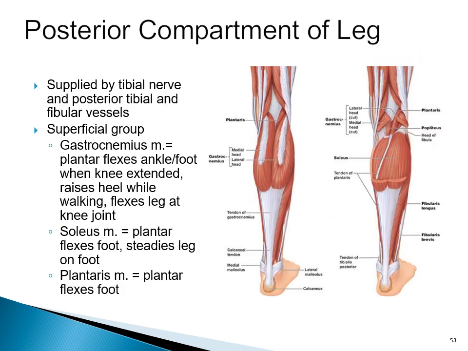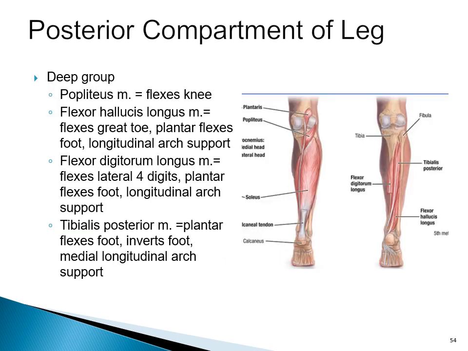Posterior compartment of the leg, the superficial muscle group is the gastrocnemius muscle, the soleus muscle, and the plantaris muscle. The deep muscle group is the popliteus muscle, which flexes the knee, the flexor hallucis longus muscle, which flexes the great toe and plantar flexes the foot, flexor digitorum longus muscle, which flexes the lateral four digits and plantar flexes the foot, and tibialis posterior muscle, which plantar flexes the foot and inverts the foot.